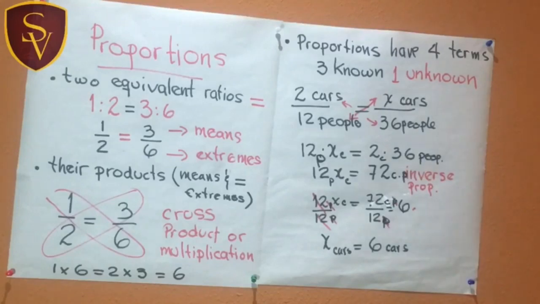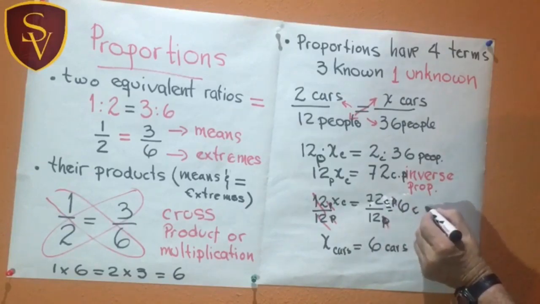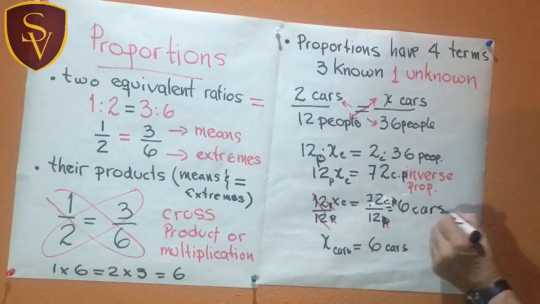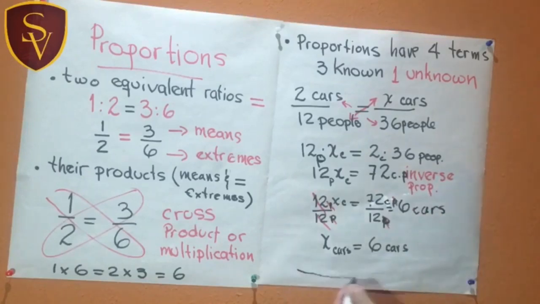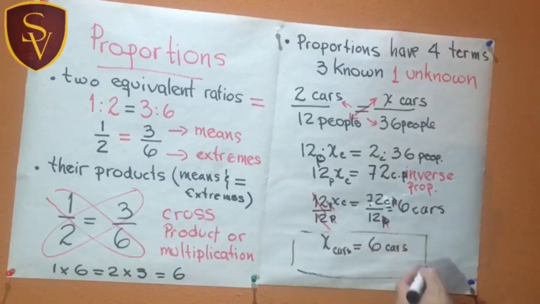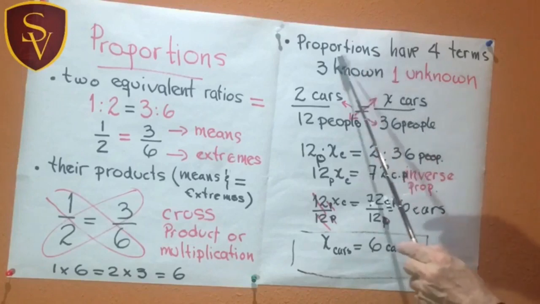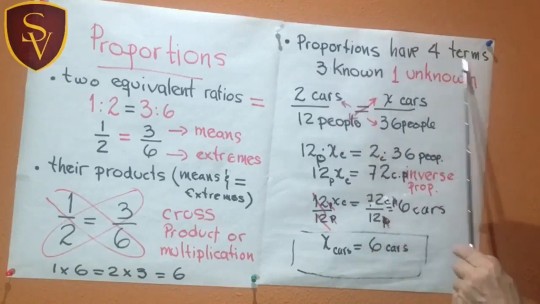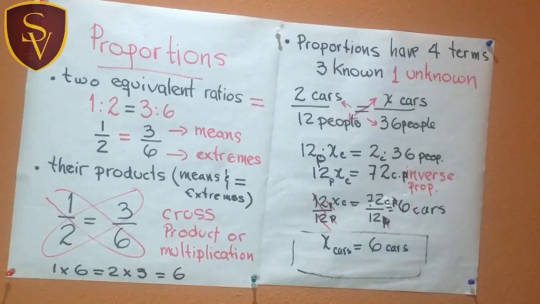It's very important then to say that the final answer is that we have 6 cars. And this is the usefulness of a proportion: to find 1 unknown from 3 knowns. And it's very useful in daily life for solving all the problems that we can think about based on comparison operations.